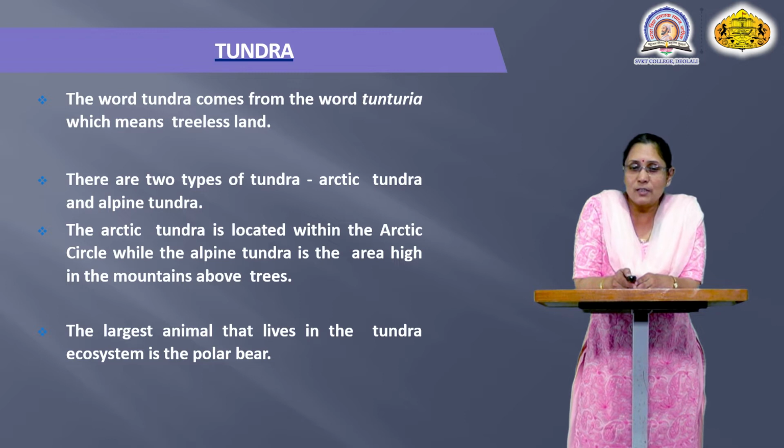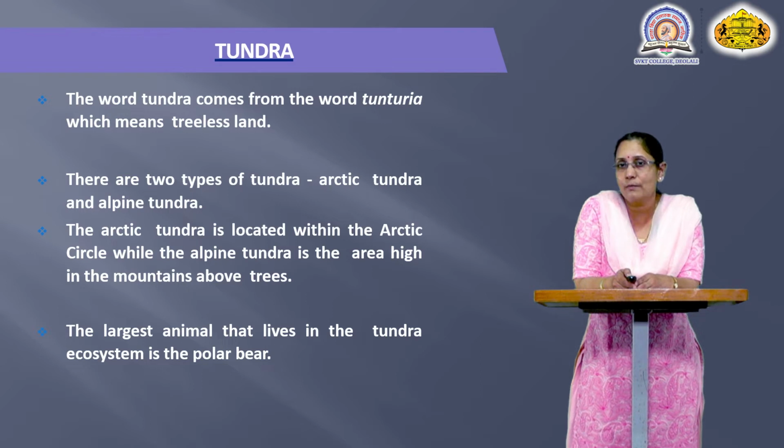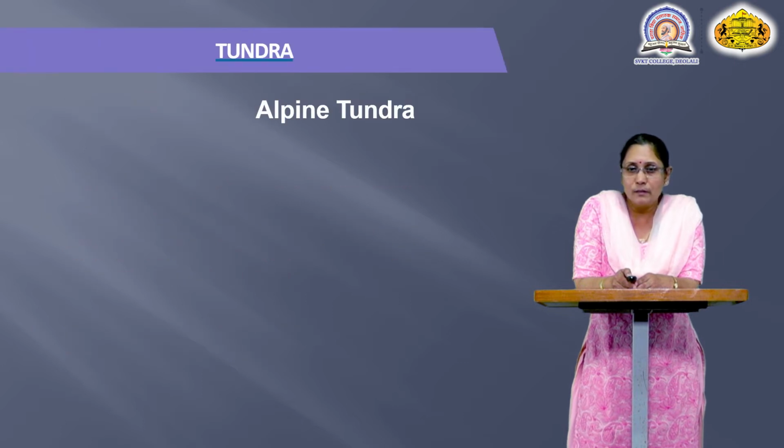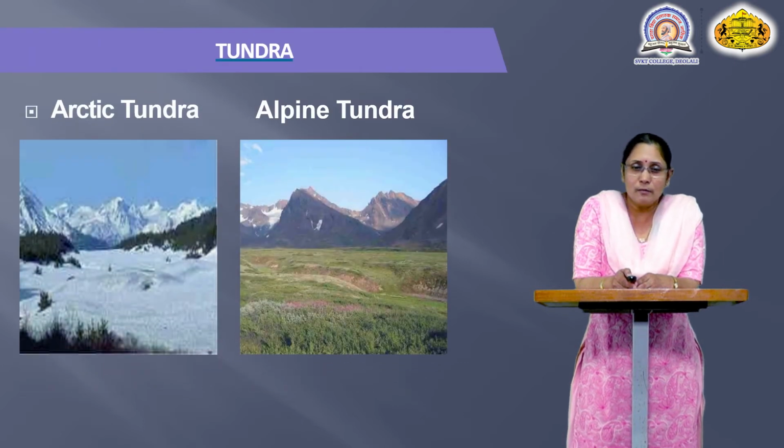The largest animal that lives in the tundra ecosystem is the polar bear. Here you can see two or three animals, but if you are talking about the majority of the animals, the polar bear is dominant, especially in this particular tundra region. These are a few pictures you can see. On the left side you can see Arctic tundra, and on the right side alpine tundra.